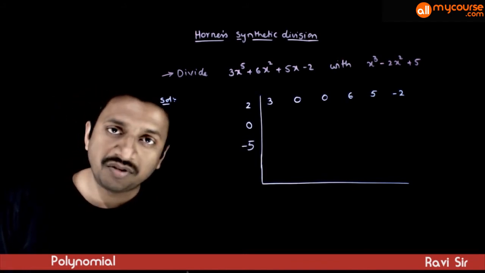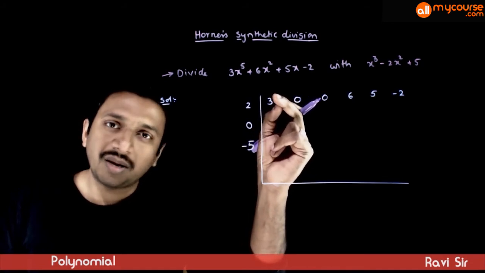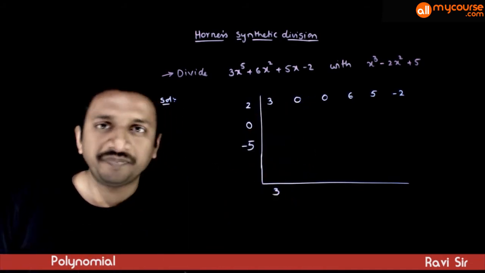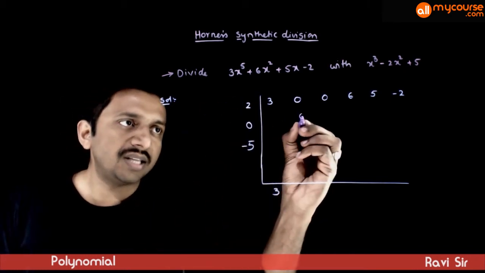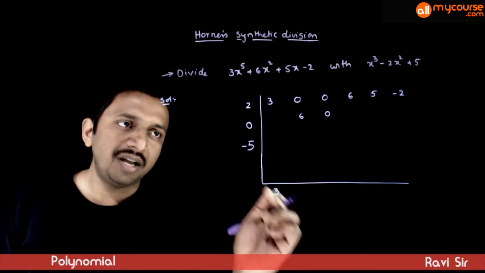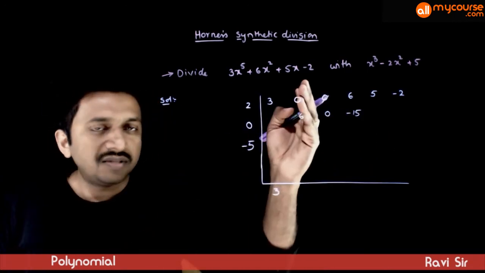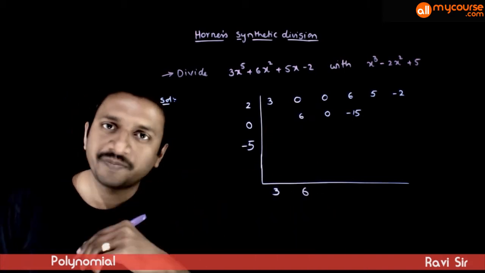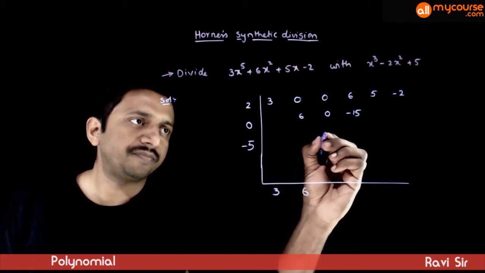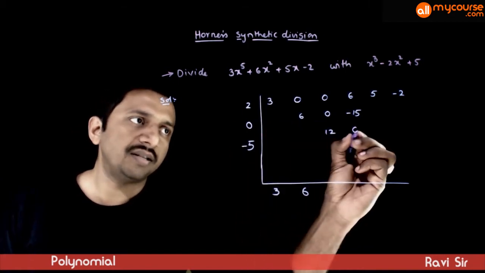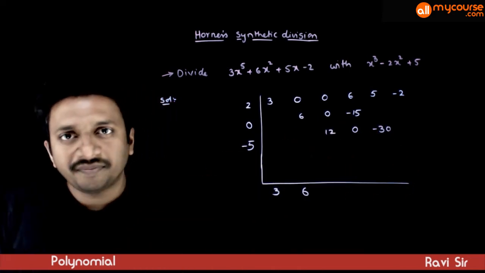Now let us start our division process. Because the leading coefficient is 1, just bring whatever number is here down. So 3. Now multiply this with all the three numbers. 3 2s are 6, 3 zeros are 0, 3 minus 5s are minus 15. Now 0 plus 6 is 6. Now use the 6 and multiply all this. 6 2s are 12, 6 zeros are 0, 6 minus 5s are minus 30.